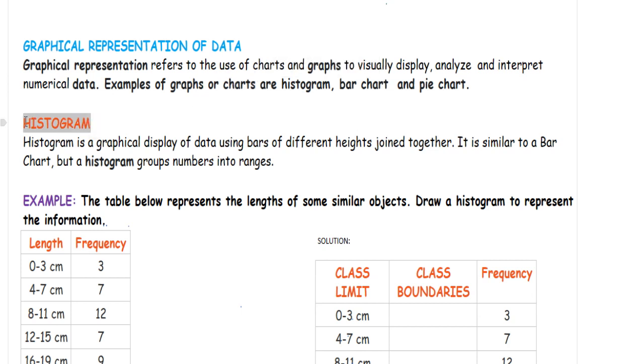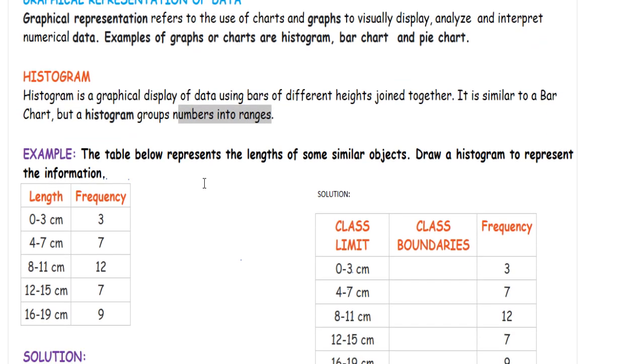So histogram is a graphical display of data using bars of different height joined together. It is similar to bar chart, but a histogram groups members in ranges. By this, grouping numbers in ranges means that I need my class boundaries to draw my histogram. And the bars are usually joined together.